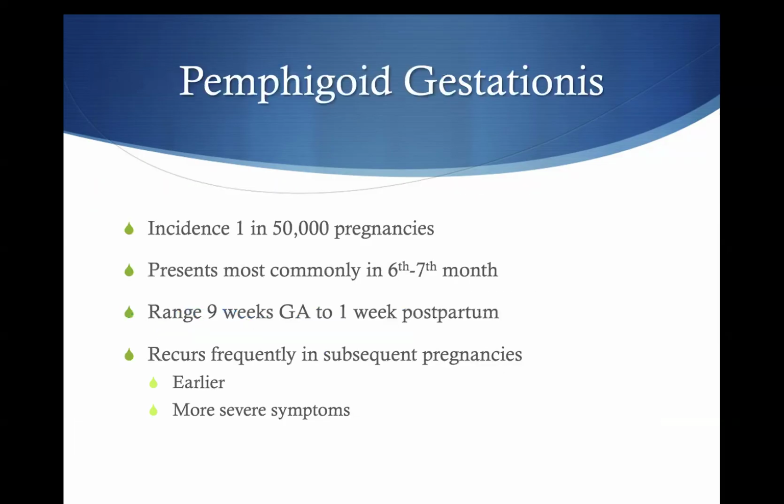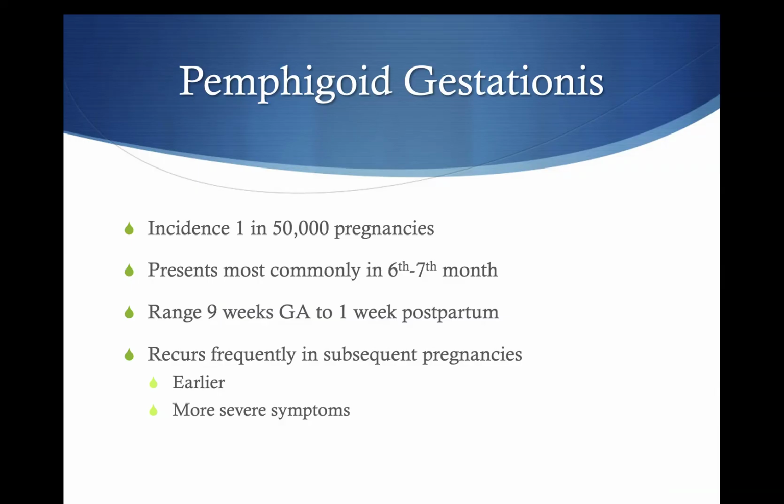Next slide. So the first one is called pemphigoid gestationis. And of the three, it is by far the rarest, occurring in only 1 out of 50,000 pregnancies. And in my 30-year career, maybe I've only seen like 4 cases. So it is very rare. And because of that, it can be challenging to diagnose.